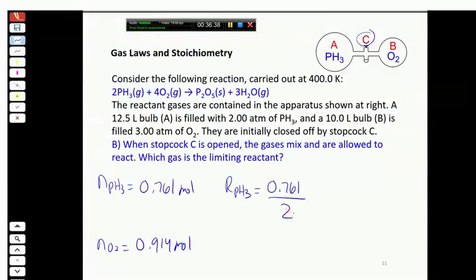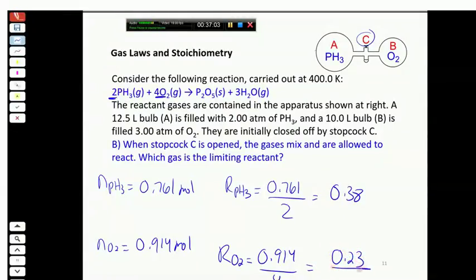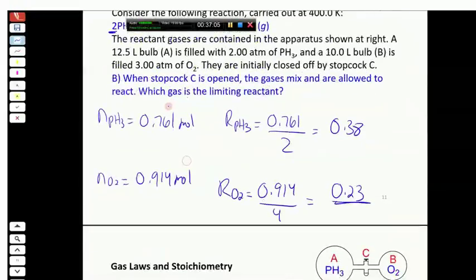So we divide the number of moles of phosphine, PH3, by its coefficient. The coefficient for PH3 is 2, so that's the number that goes there, and this comes out to 0.38. And then for O2, the number of moles is 0.914. So there are more moles of O2, but the coefficient in the balanced equation is 4. When we divide the two, we get a number that's smaller, 0.23. This number is smaller, so that tells us that O2 is the limiting reactant, which is all this question was asking.